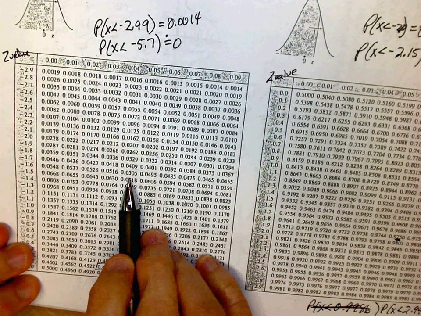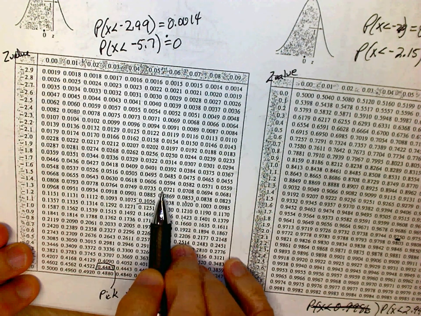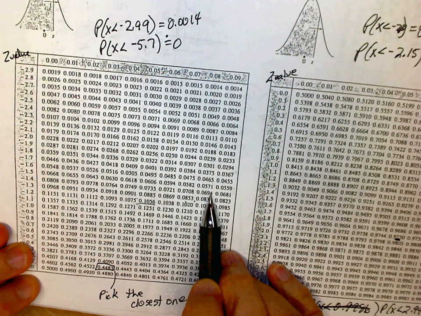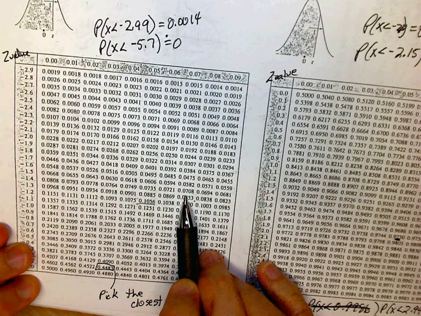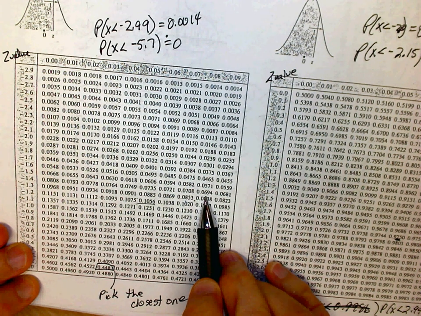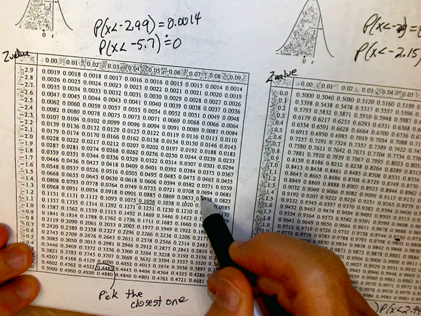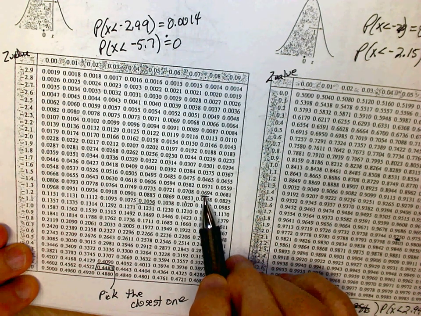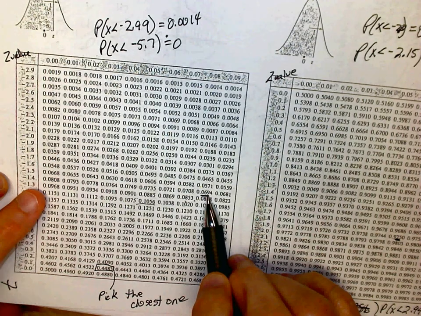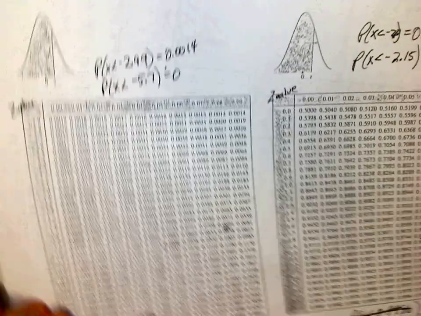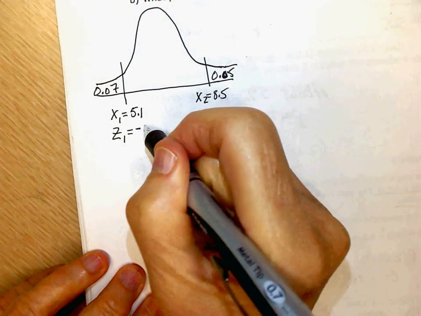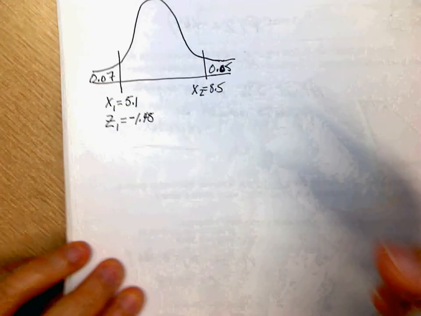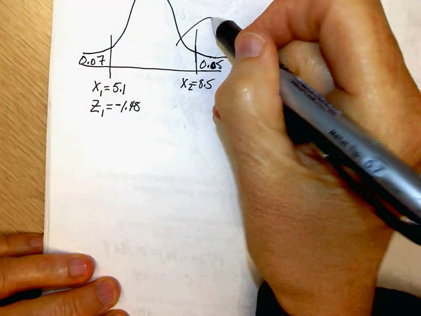Here's 0.07. So it's between this guy and this guy. Which one is the closest one? That's 8 above, that's 6 below. Negative 1.48, right? This is the closest one, right? This is 8 above 0.07, this is 6 below 0.07. So this is negative 1.48, and the area below this is 0.95. So what's our z-score?